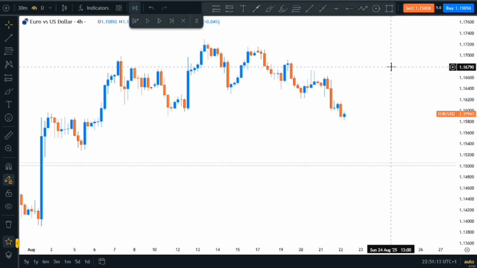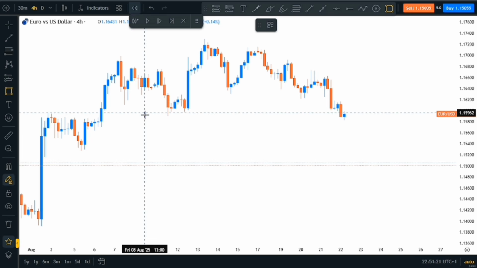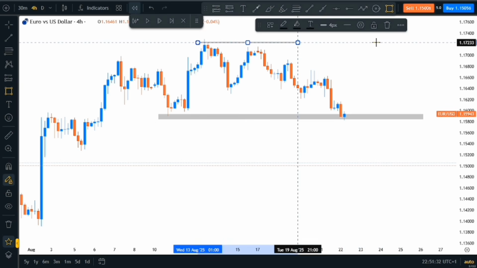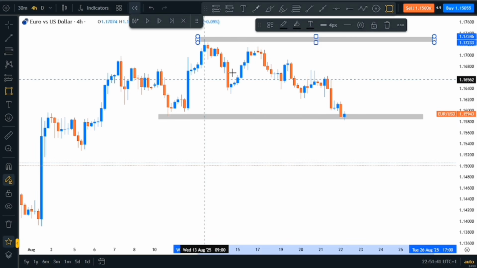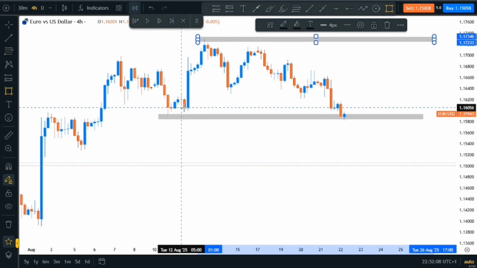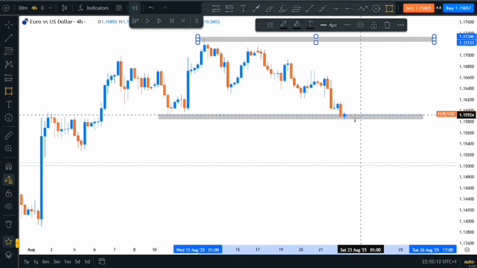Number one, horizontal support and resistance. Whenever the market is stuck in a range whereby it is making equal low and equal high, which means both buyers and sellers are at equilibrium, you can see the market touched this level for the first time, it touched it for the second time, making this level a key level support.